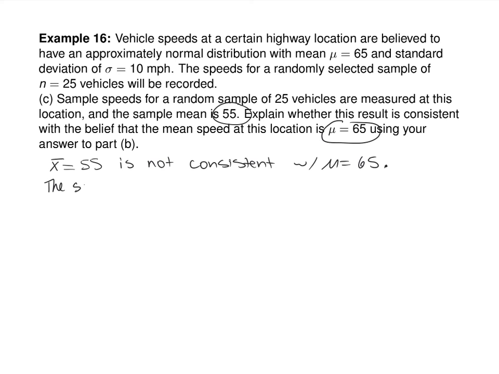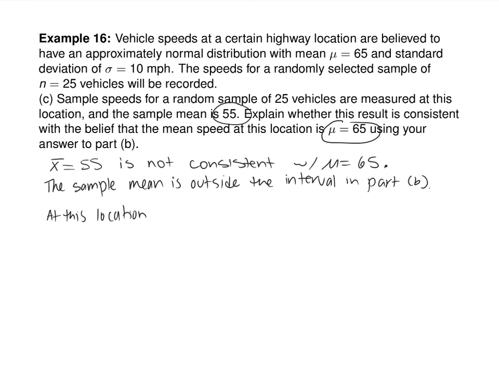So the sample mean is outside the interval in part B. So what this probably leads us to conclude is that at this location, the average speed may actually be below 65. Like, that assumption that mu equals 65 is probably wrong, or you just had a bad day with bad traffic. One of those two.